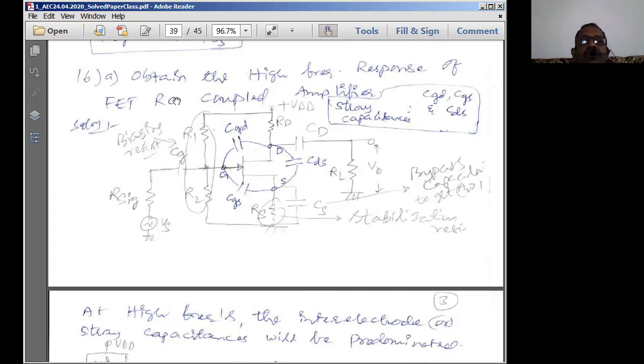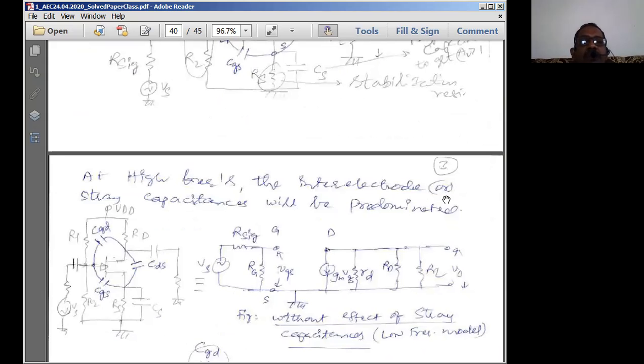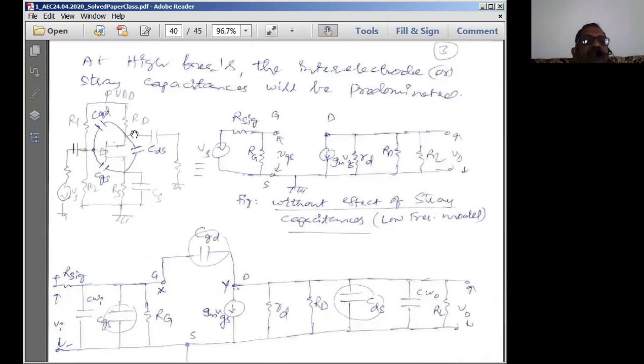Now the rest of the things remain as they are here. R1 and R2 are called biasing resistors, and RS is called the stabilization resistor, a thermal stabilization resistor. CS is known as a bypass capacitor; to get an AC gain greater than 1, we normally use this CS capacitor. Now at high frequencies, the inter-electrode or stray capacitance will be predominant. Therefore, we draw the equivalent circuit for high frequency analysis.